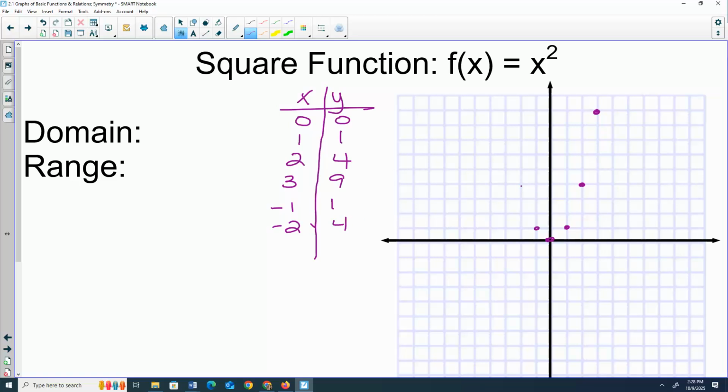Positive 4. Negative 3 squared, positive 9. This is one you saw a lot last year, talking about our parabola. So x squared gives us this parabola.